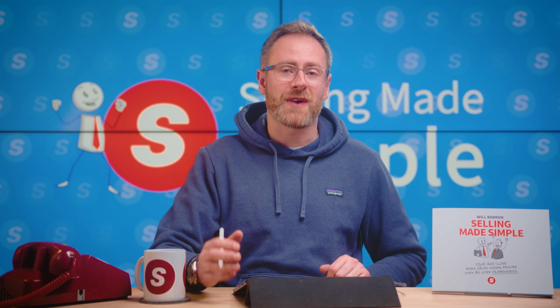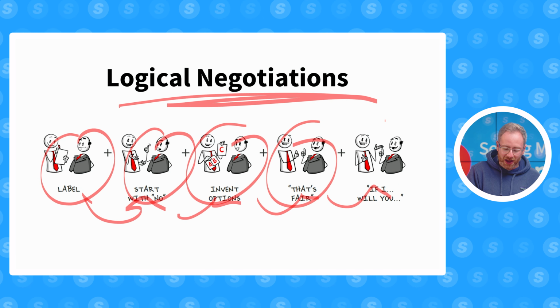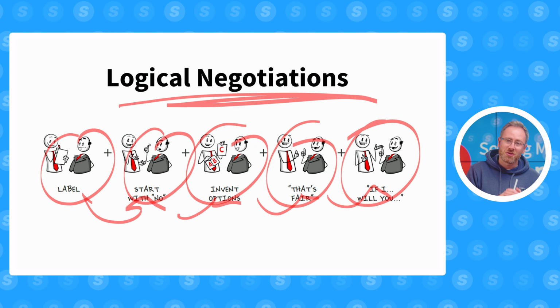So there we go. There are the 5 steps of the logical negotiation framework. Label, start with no, invent options, that's fair, and then get that commitment. If I will do this, you will do that.